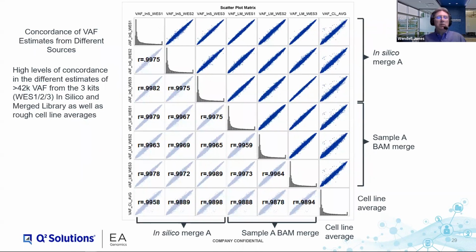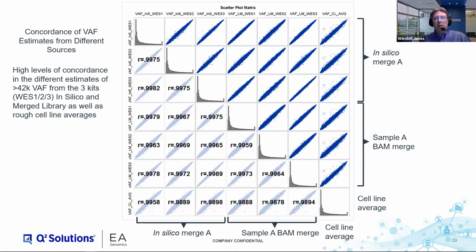Let's talk about the allele frequencies themselves, because in addition to confirming that you detect them, do you get consistent views of the allele frequencies? Because eventually you want to bin the allele frequencies into different ranges, so that you can understand how well your particular method or panel or pipeline is doing in allele frequency ranges, say from 10 to 20% versus 5 to 10% versus below 5% allele frequency. And so the question is, when we look at these different kits and different methods, in silico and the merged library, do we get consistent allele frequency estimates?